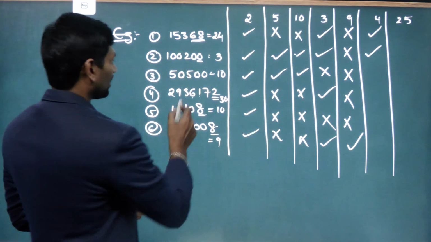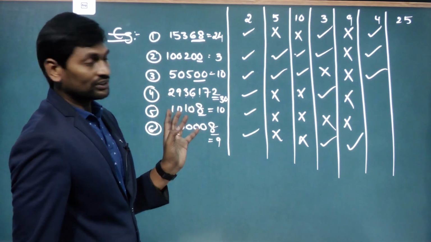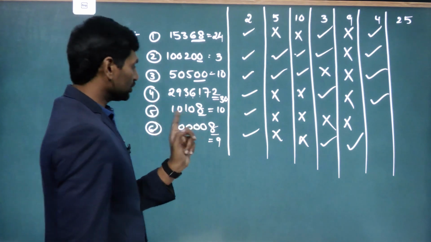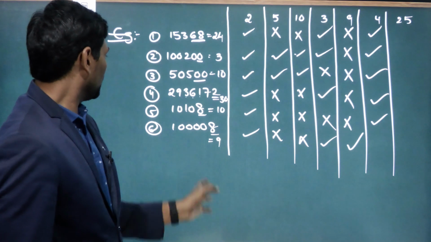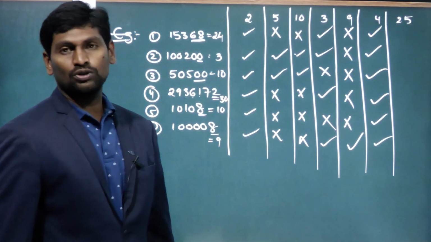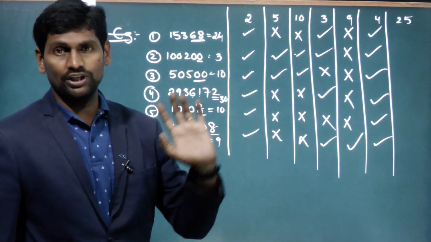Next, the last two digits here are also zeros. 72 is also a multiple of 4. 08, the last two digits, 08 is also a multiple of 4. 08 is nothing but 8 only. Next, the last one is also a multiple of 4, yes. All are multiples of 4, so we can say that all the numbers are divisible by 4.